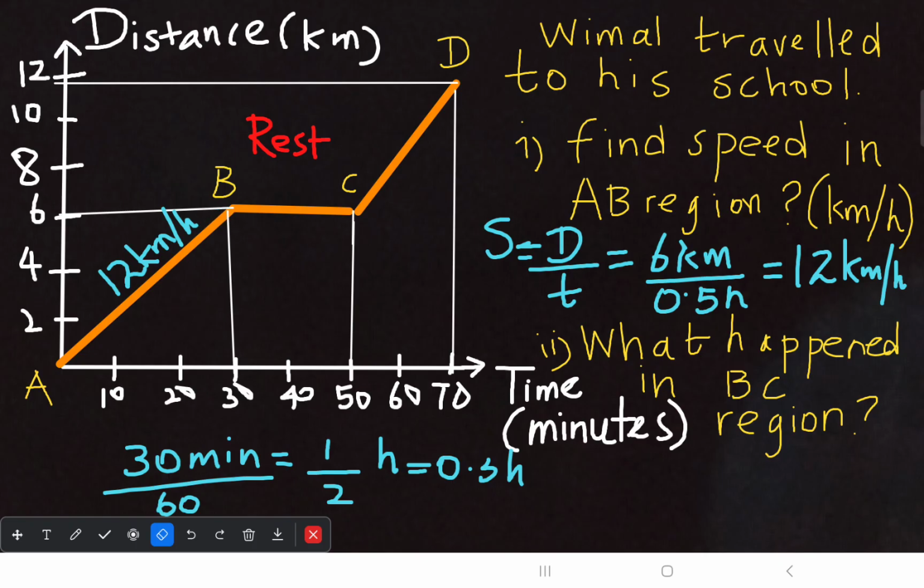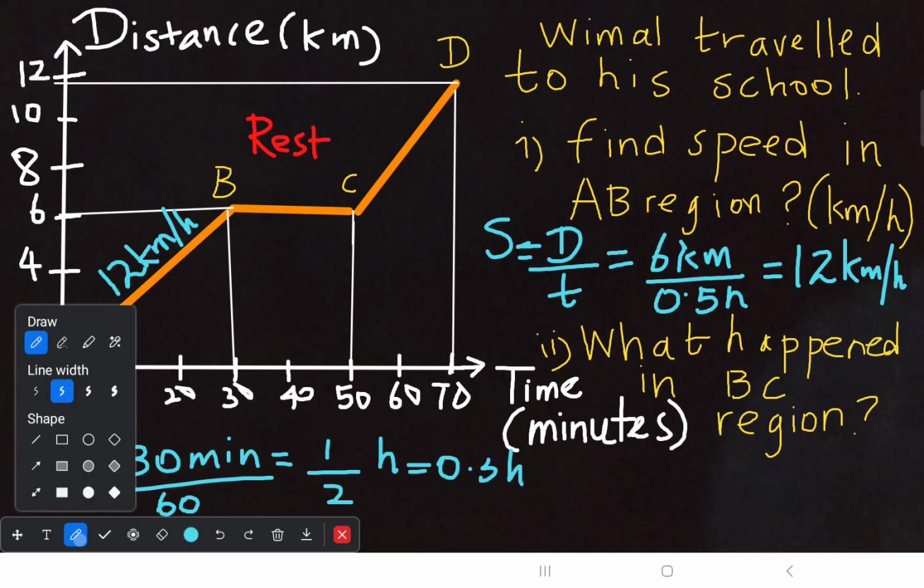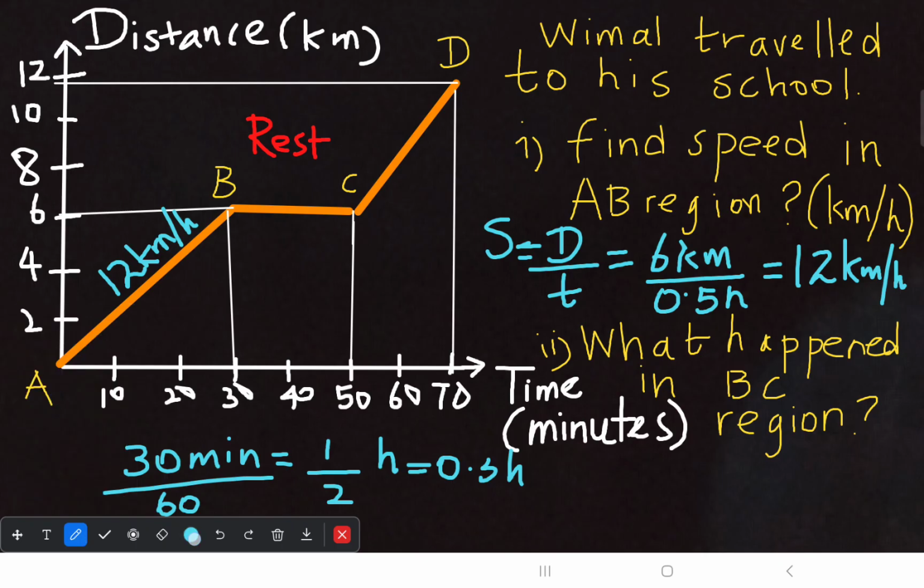Then for our next question, what happened in the BC region? We discussed that one earlier also. In this region, you can see the time is increasing, but his distance does not change. So in this region, Vimal is at rest. You have to write it as Vimal is at rest, because the time is increasing, but the distance does not change.